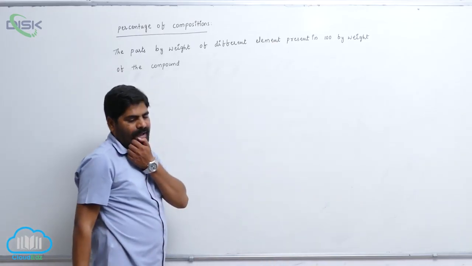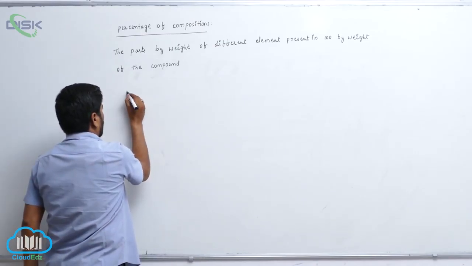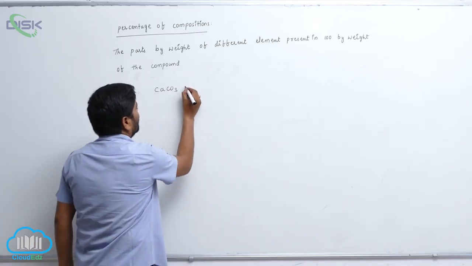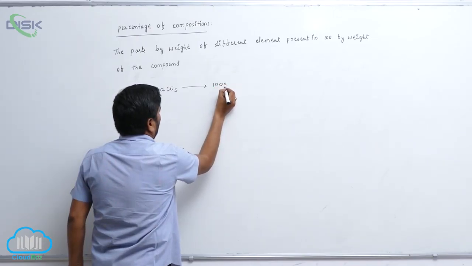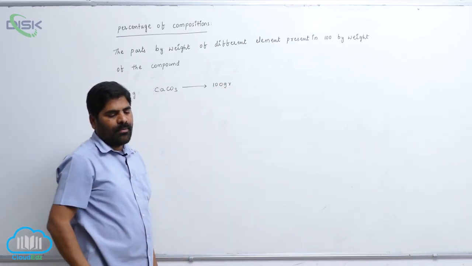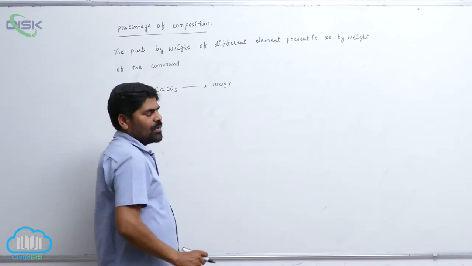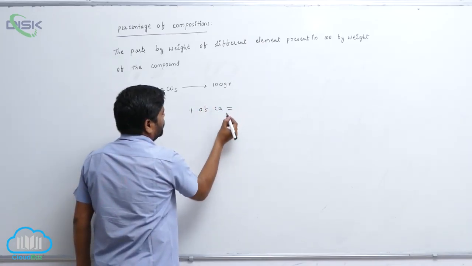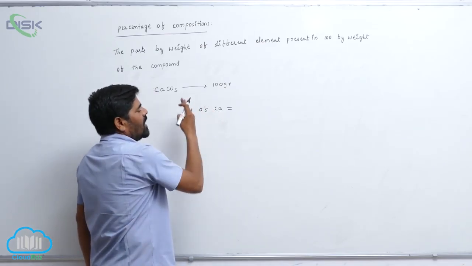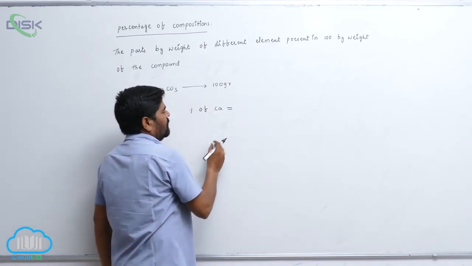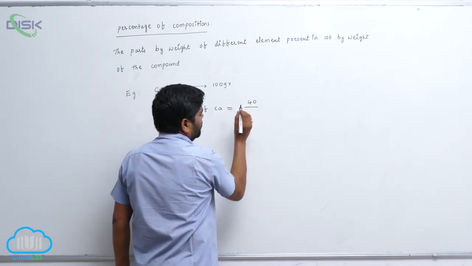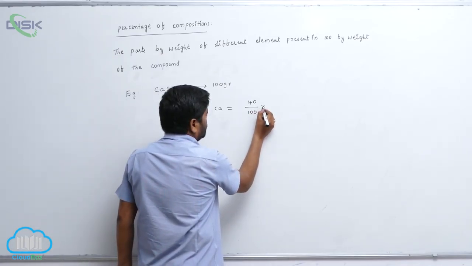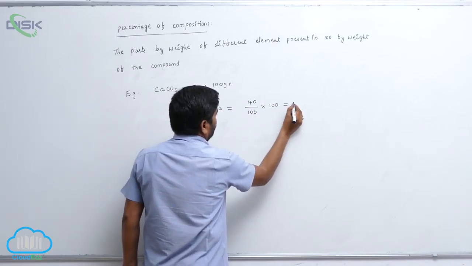For example, calcium carbonate contains 100 grams. So therefore, percentage of calcium equals atomic weight of calcium, which is 40, by 100, the molecular weight. So therefore, it is 40%.